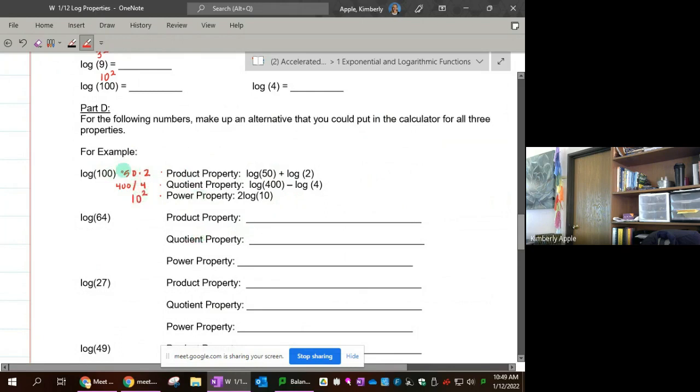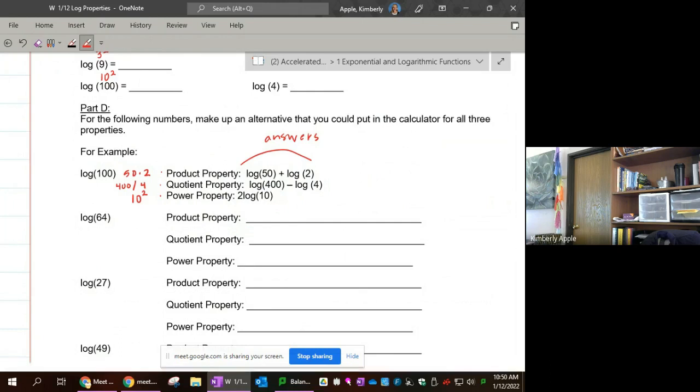And then I would just take those things and express them as a sum, right? So that'd be the log of 50 plus the log of 2, the log of 400 minus the log of 4, and then for the power property, I would write 2 times log 10. These are the answers for part D. So you're just going to do that for the remaining numbers that I give you. You're just going to stop here. I don't expect you to give me a specific value or number. I just want you to rewrite it in that format. Okay? All right. We'll go over the answers for that tomorrow.